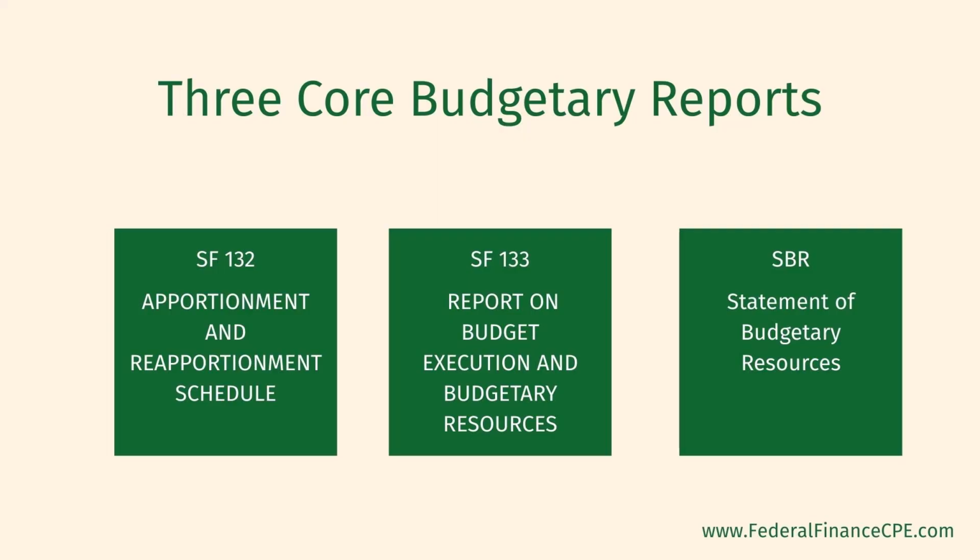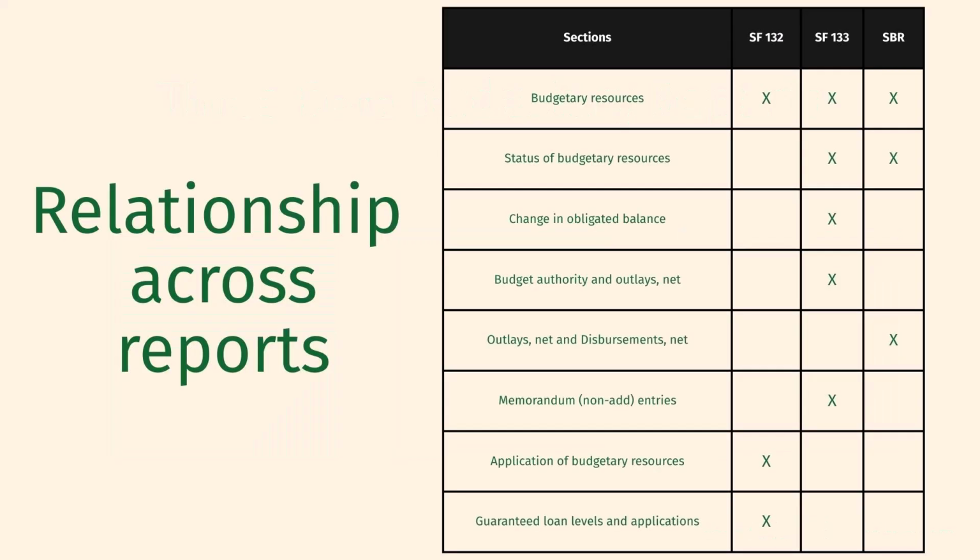Now, the SF-133 and the SBR are created by agencies themselves. They are essentially reporting back up to the Office of Management and Budget and the public what they've been doing and how they are spending it, month by month. And the SBR only really becomes publicly available once a year in the annual financial statements of the agencies.